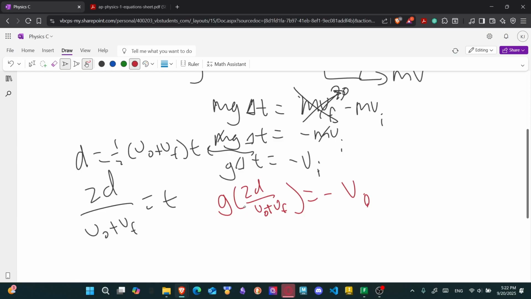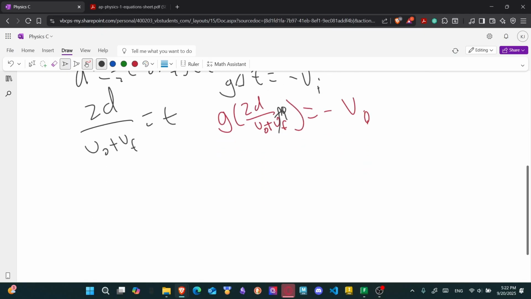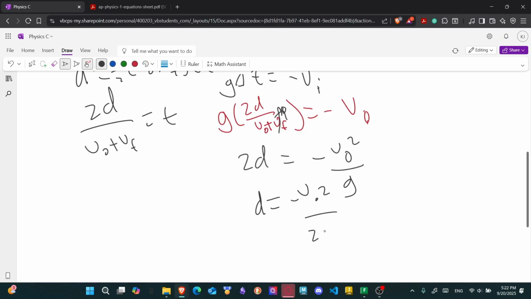So you've got to use some algebraic manipulation again to solve for d. So v final is 0. Multiply g to the other side, and divide g to the other side. 2d is equal to negative v initial squared, because v initial divided by g, and d is equal to negative v initial squared over 2g.